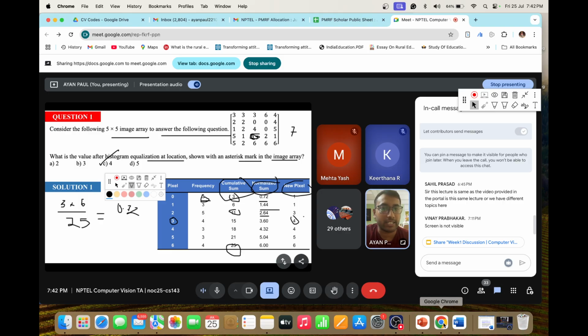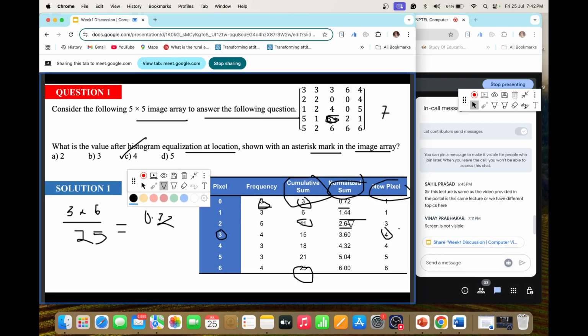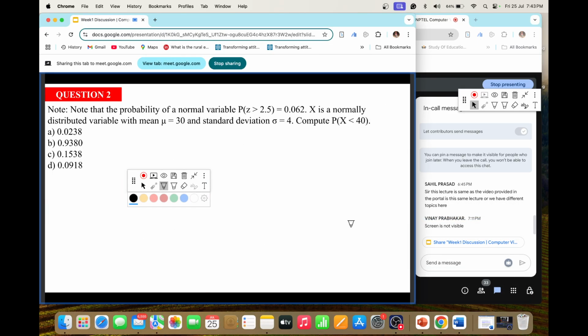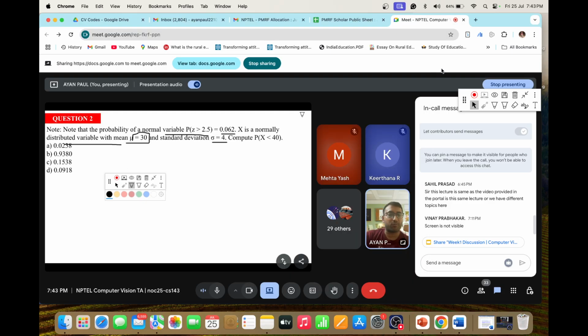Okay, so our first question is over. Now let's move on to the next question. Note that the probability of a normal variable Z greater than 2.5 is 0.062. X is a normally distributed variable with mean mu equals 30 and standard deviation sigma equals 4. We have to compute P(X lesser than 40). P is probability, X is the random sample, Z is the z score. So can anyone tell how to approach this question?